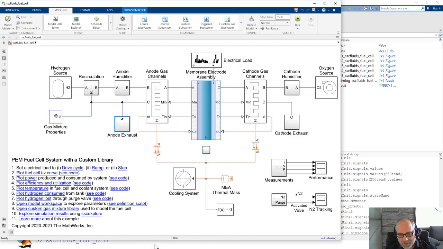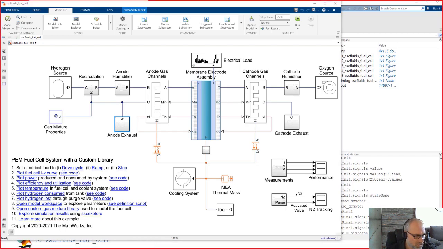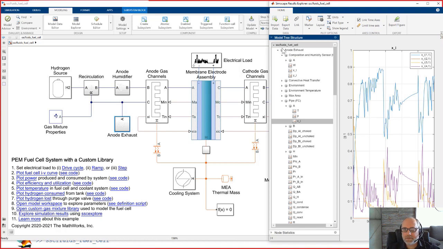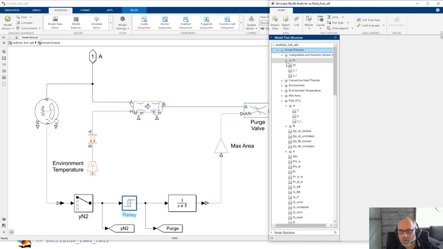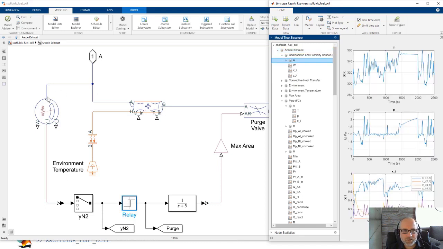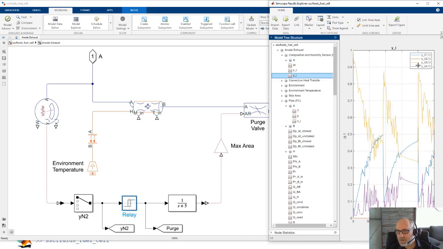That means I can use a specific representation of outputs, and that's within the Simscape Results Explorer. We see already some concentrations here. But if we look, for example, specifically at the anode exhaust, and we say, well, we are interested if the purging works correctly, then we can check this connection port A of the anode exhaust, and you see here we can measure the molar fraction and the mass fraction. So if we click here on the molar fraction, we see the first species, which is nitrogen.